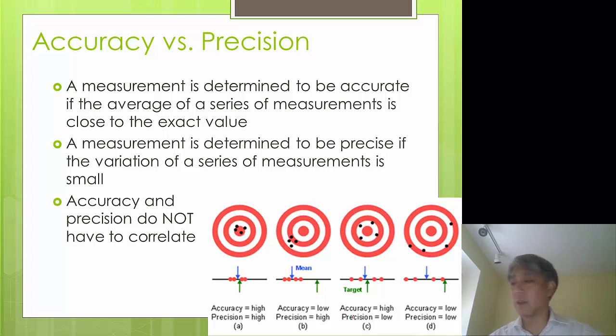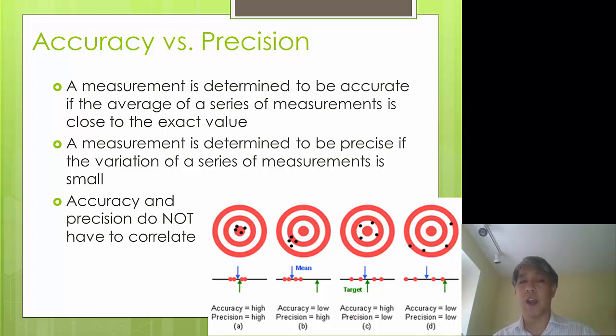So in the targets shown below, A and B are clustered very closely together. They're very precise. Your ability to duplicate your measurement or duplicate your target is pretty good. D is very poor precision, okay? It's spread way out. I've got shots in the outer ring on the left side, shots on the outer ring on the right side. It's pretty bad, okay?